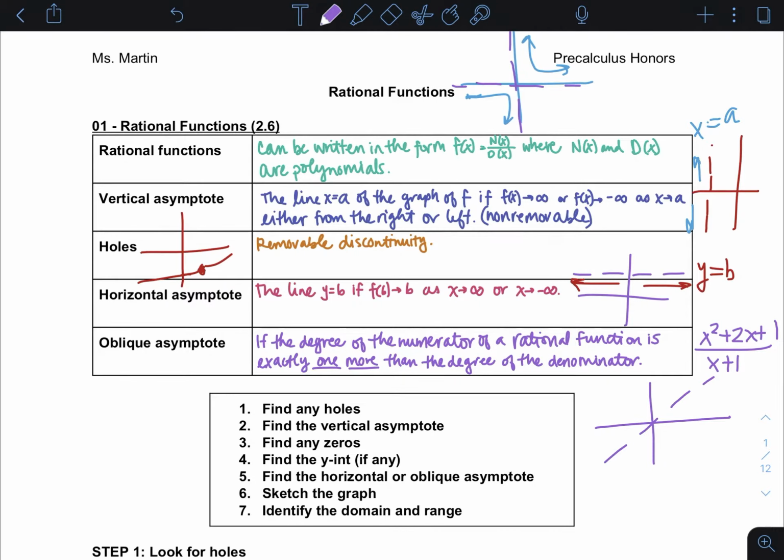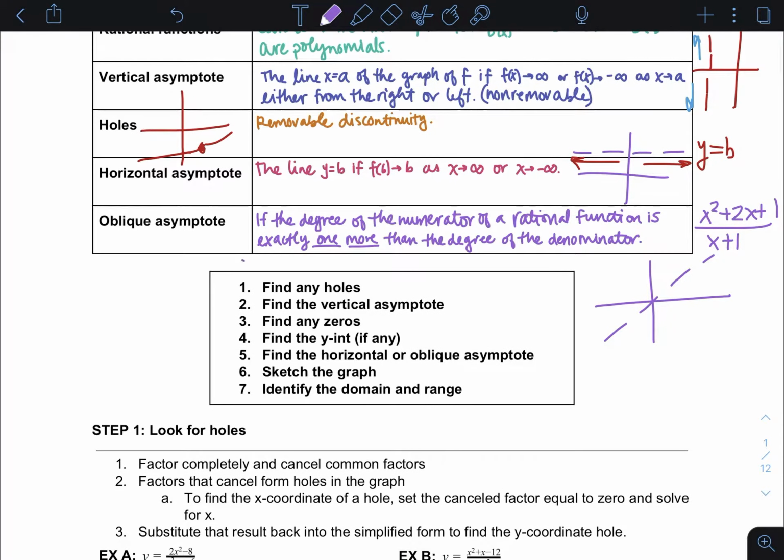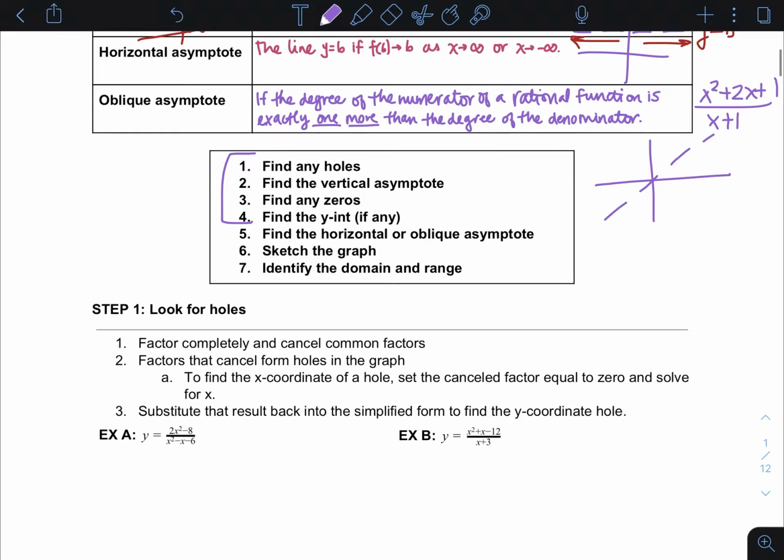So we are going to be going through these steps, but in this video we're only going to go through steps 1 through 4. There will be another video going through steps 5 through 7 coming up later. The first step is, if we're going to graph a rational function, we want to be able to find the holes of the function. In order to find the holes, we've got a couple of steps that we need to follow.